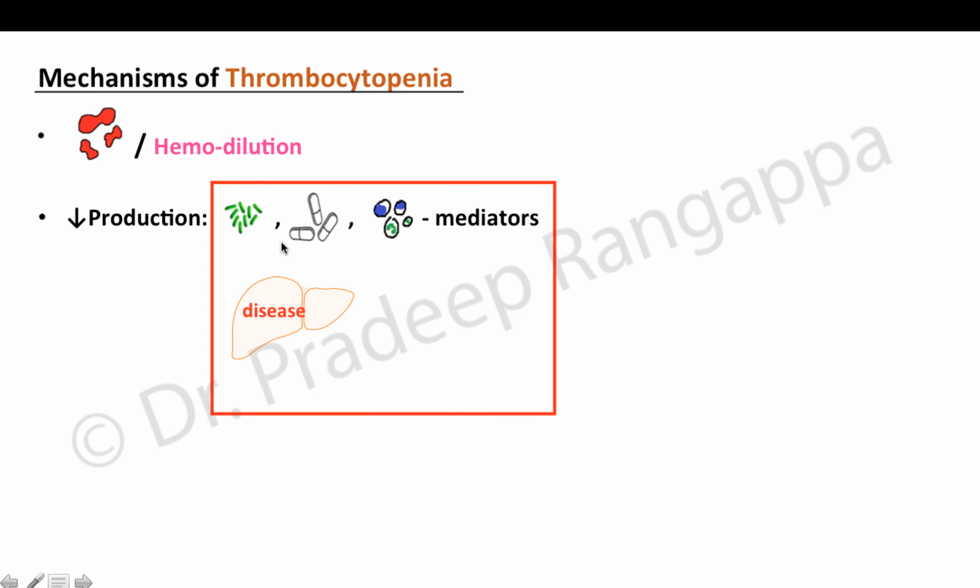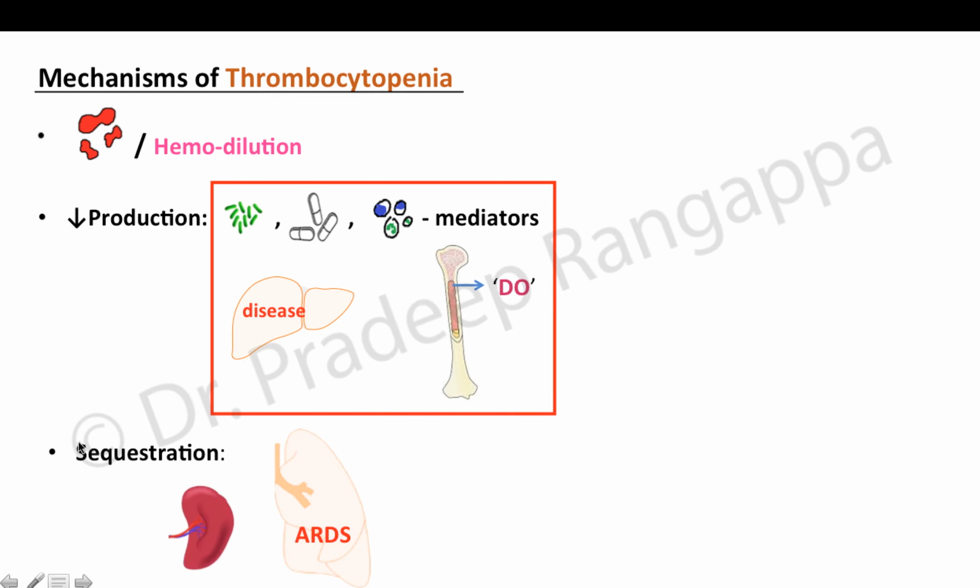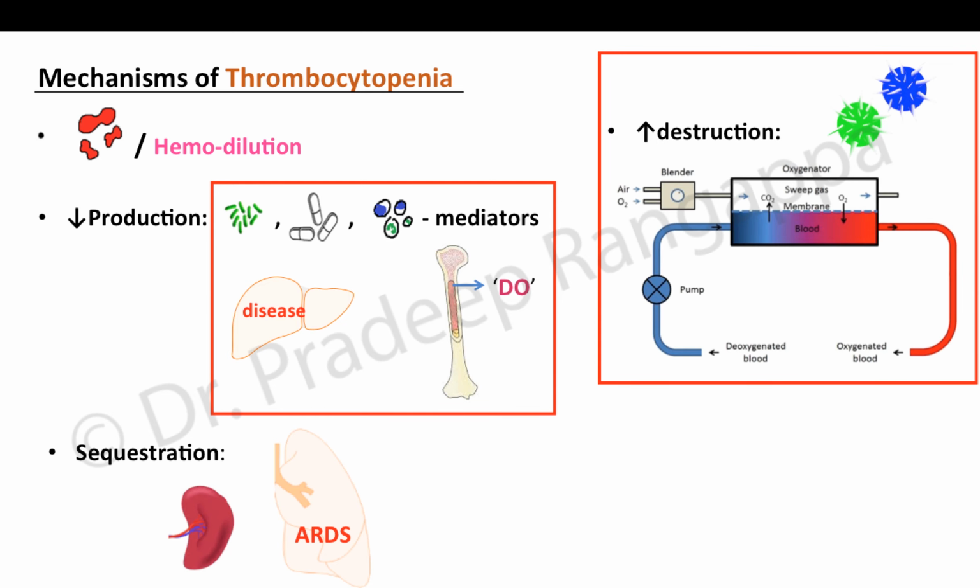Liver disease is one of the common admissions in ICU. These patients do have low platelets. Or bone marrow disorders. So these are the disorders where there is reduced production of platelets. And the third category is increased sequestration of platelets, which typically happens in ARDS patients or in hypersplenism or portal hypertension patients.